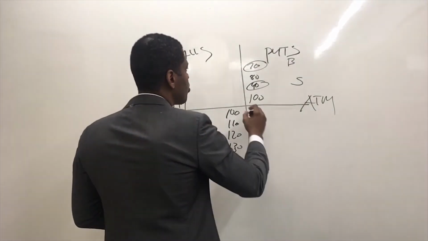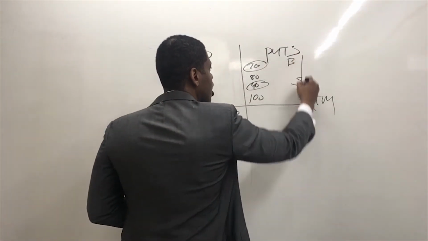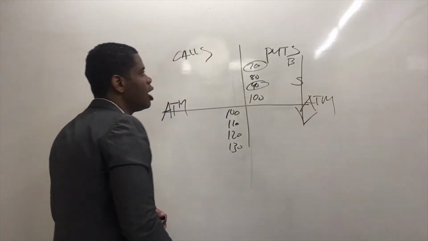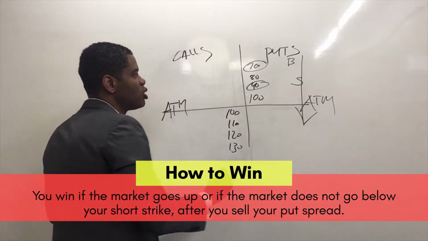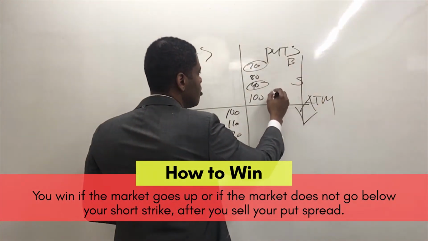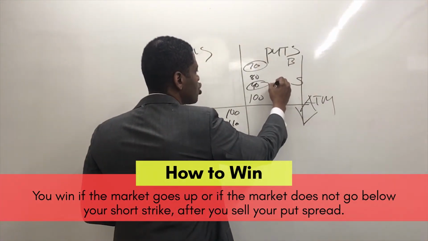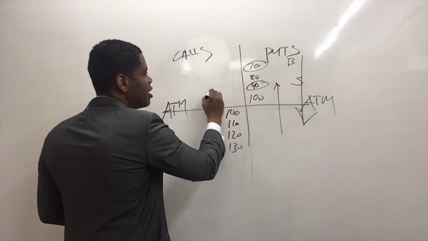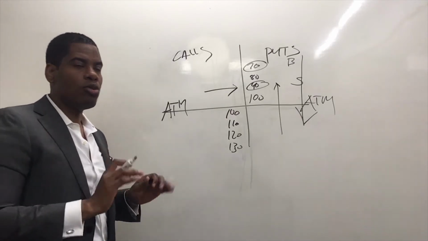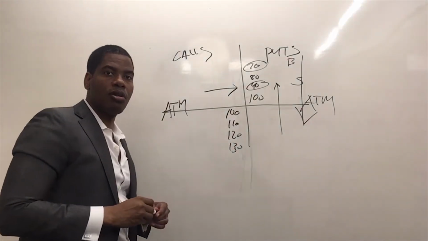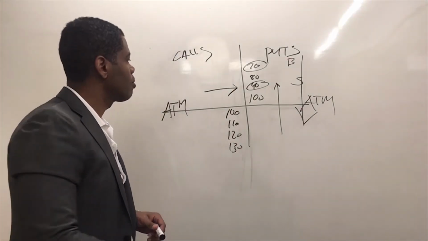When you're selling a put spread, you want the market to go up. You always win if the market goes up after you sell your put spread. But you can also win as long as the market doesn't go below your short strike, in this case the 90. As long as it doesn't go below that 90 strike on the put side, you win. This is the structure of selling a put spread.